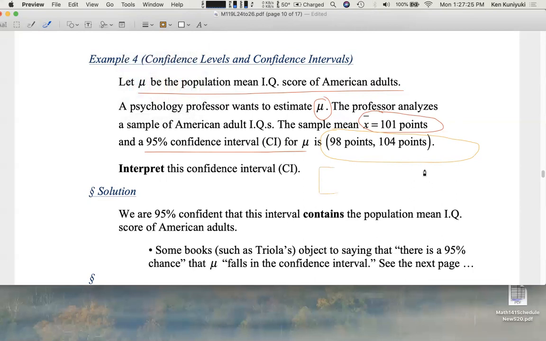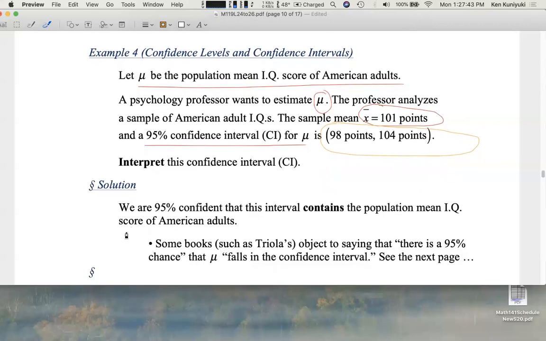Technically, I'm using a bracket interpretation of this interval, but don't freak out about it. It doesn't matter if you put brackets or parentheses in this class. Okay, technically, if you include endpoints, you should put brackets. All right, let's now interpret this confidence interval, this CI. So here's the interpretation. We are 95% confident that this interval contains the population mean IQ score of American adults. So we're 95% confident that this interval contains mu.